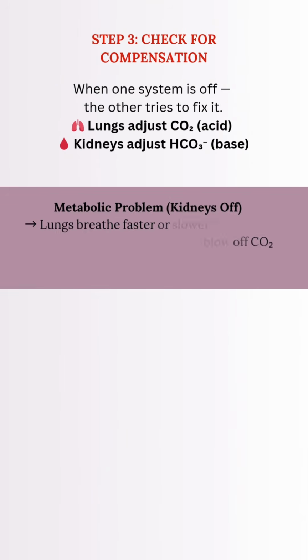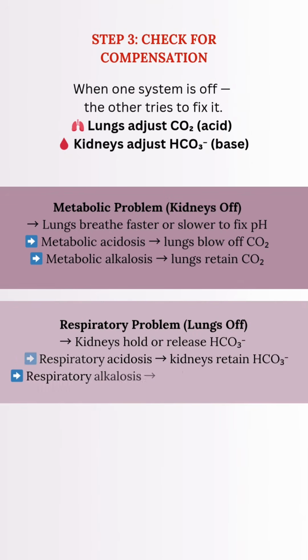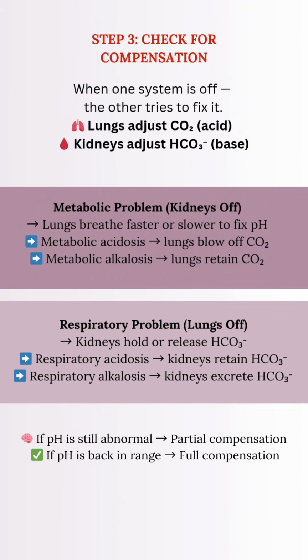Finally, look for compensation. If one system is off, the other tries to fix it. For example, if you are in a metabolic acidosis, your lungs breathe faster to blow off CO2, lowering acid to raise pH. If pH is still off, it's partially compensated. If pH is normal again, it's fully compensated.